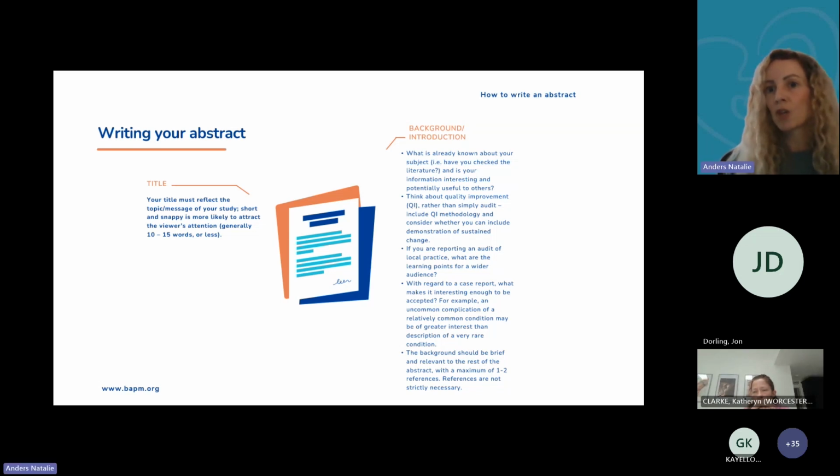And a background should be brief and relevant to the rest of the abstract, with a maximum of 1 to 2 references, although references are not strictly necessary.